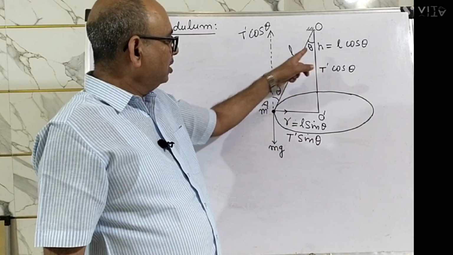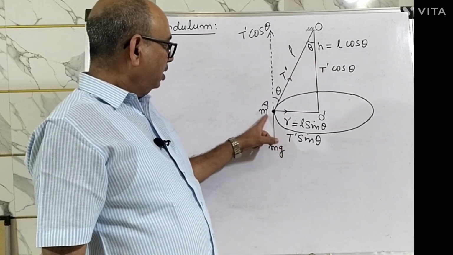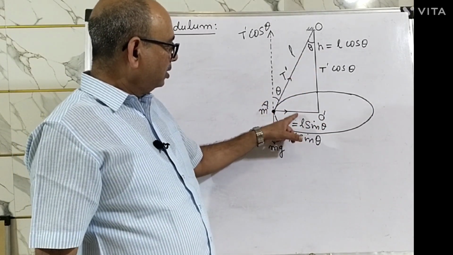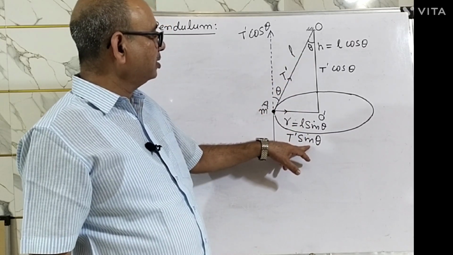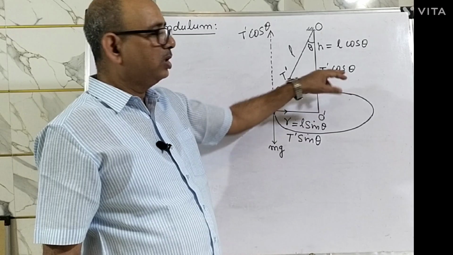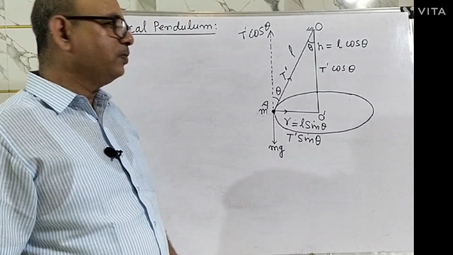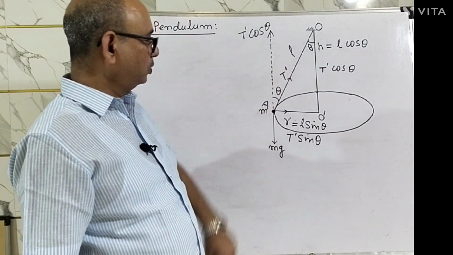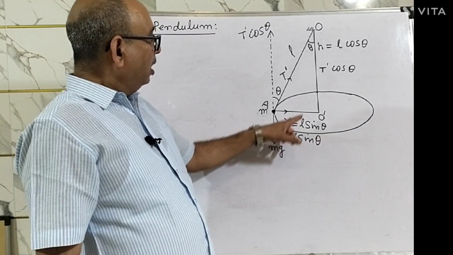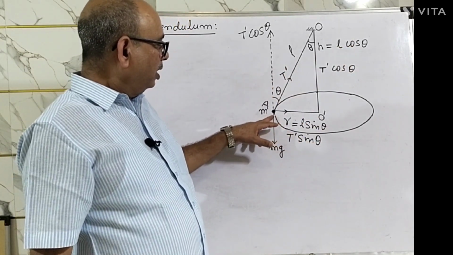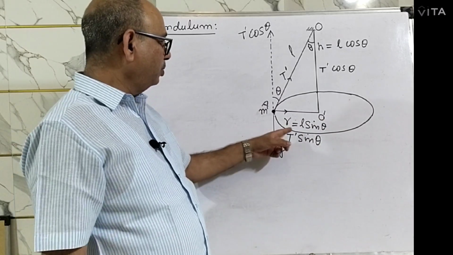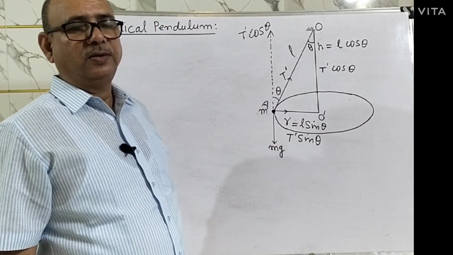Here this angle is theta, therefore this part, the side opposite to the angle, will be equal to T dash sine theta, and this will be equal to T dash cos theta. In the same way we can resolve the L also. H is equal to L cos theta, and here AO dash is the radius, which will be equal to L sin theta.